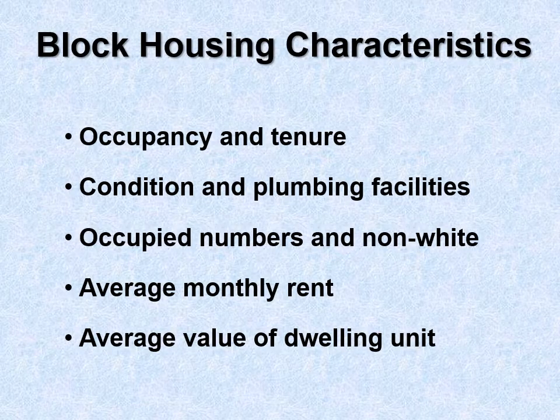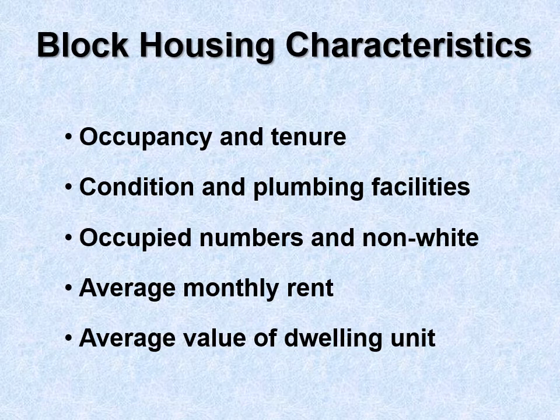Now, there's another part of this pamphlet that's going to show a table, and the table is going to show some summary characteristics of the block. I'll show you that table in a second. The table will have occupancy and tenure, who's renting, a number of people renting, number of people owning, condition and plumbing facilities, occupied numbers and non-white population, average monthly rent of the rentals, and the average value of the dwelling unit. That's all that's there from the housing schedule.